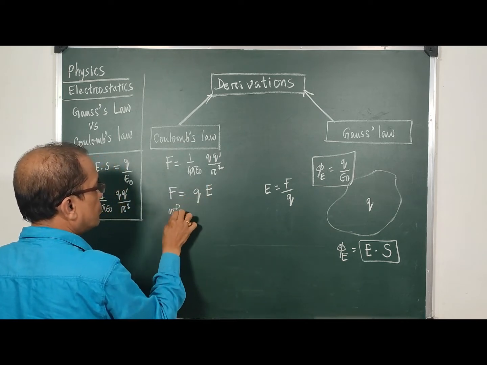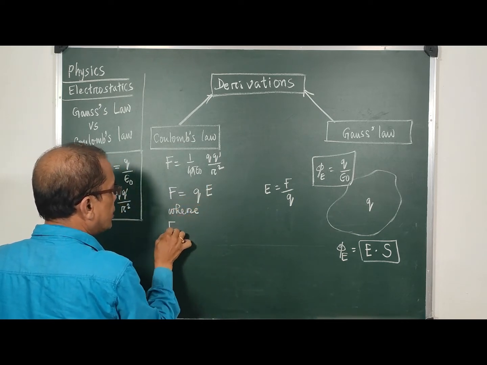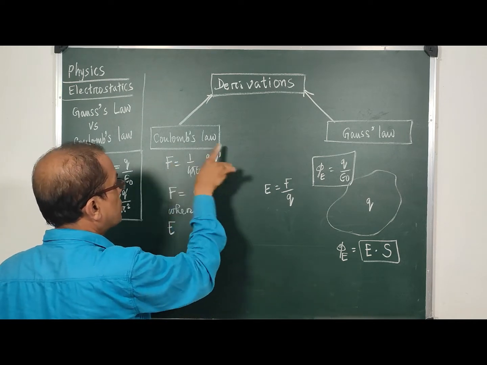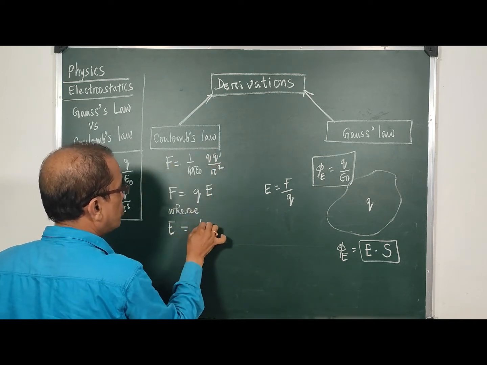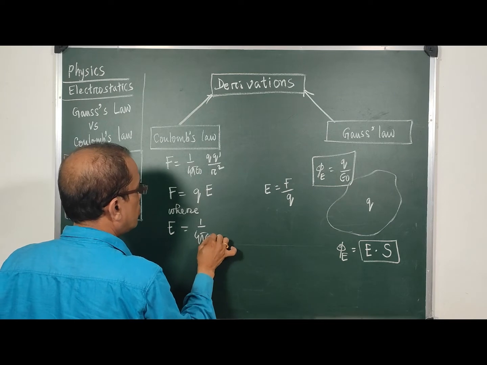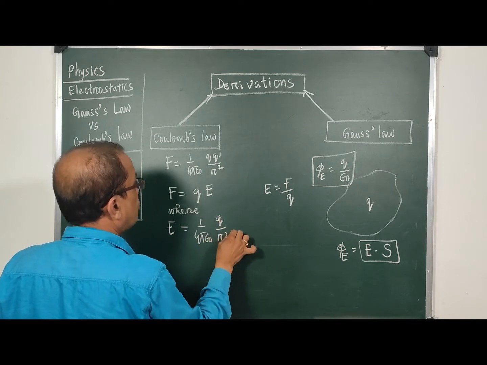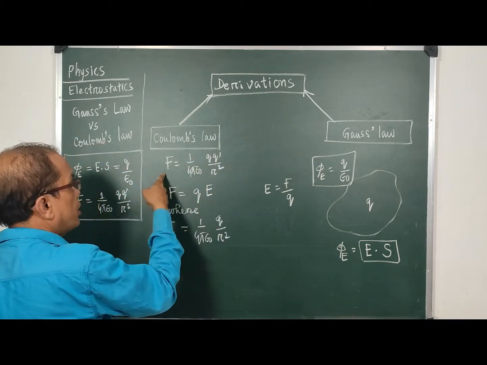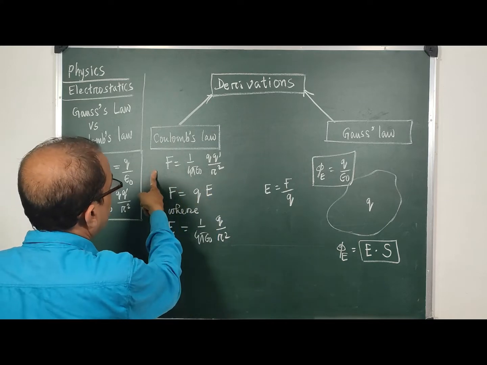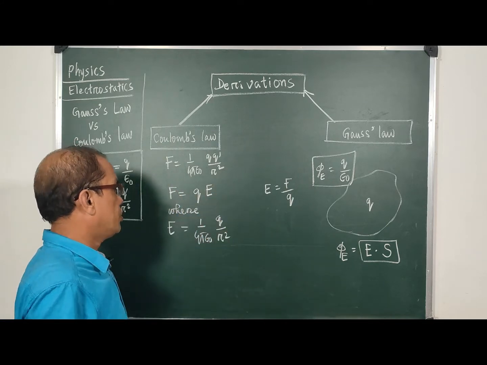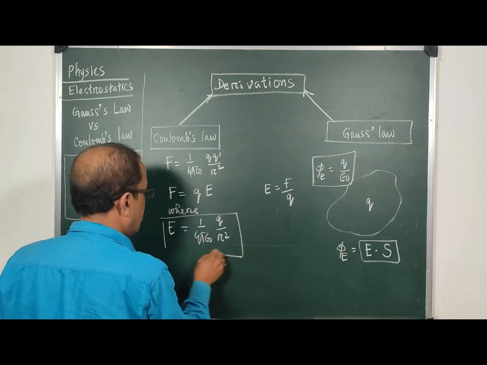where E will be, from Coulomb's law, one q less. So E is equal to 1 upon 4 pi epsilon 0 q by r square. If we just divide by q dash on both sides, we get the electric field on the left side and 1 by 4 pi epsilon 0 q by r square on the right side.